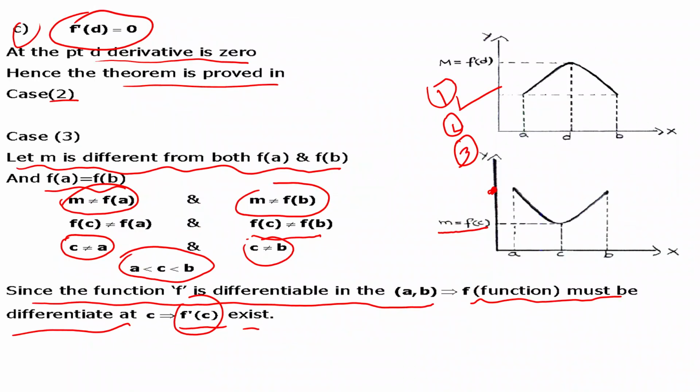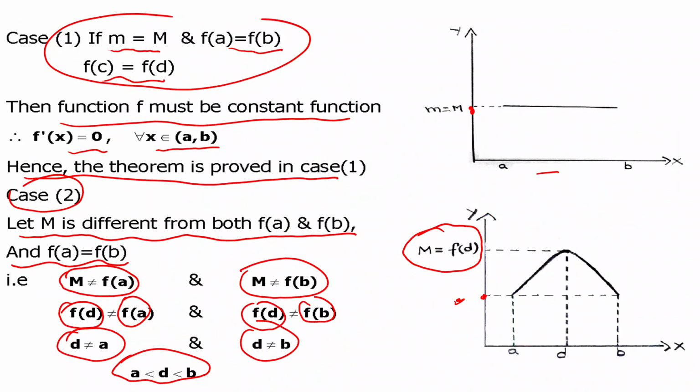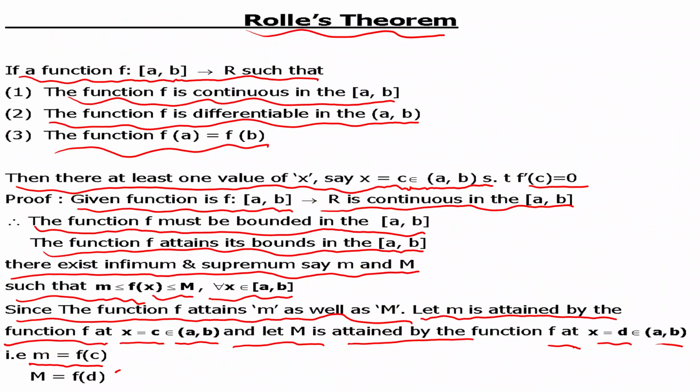Again I will explain you once again. Rolle's theorem has three conditions, that is the function f is continuous in the closed interval a comma b, the function f is differentiable in the open interval a comma b, and the function f of a equal to f of b. So first clearly observe the statement. They have given three conditions and they are telling that at least one point we will get, at that point the derivative is 0.